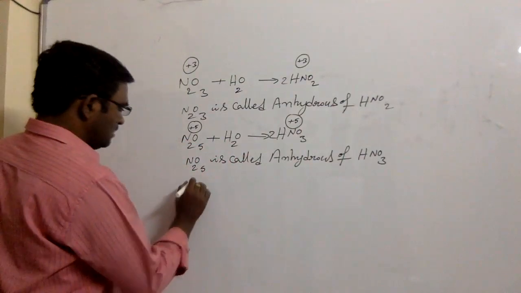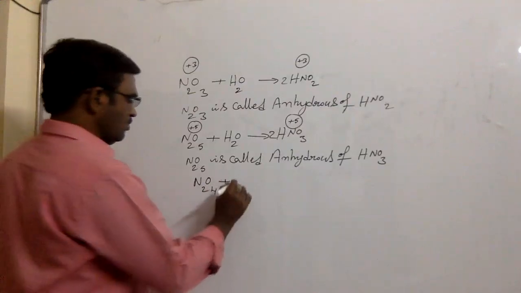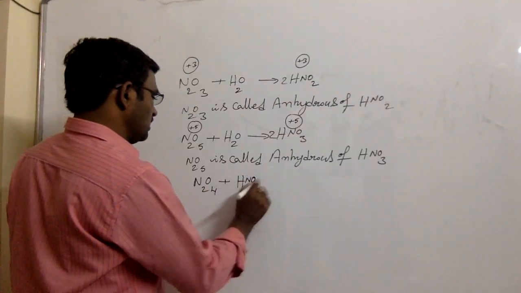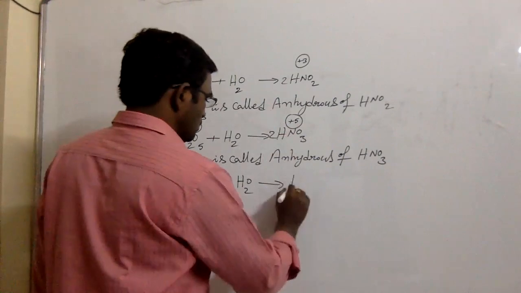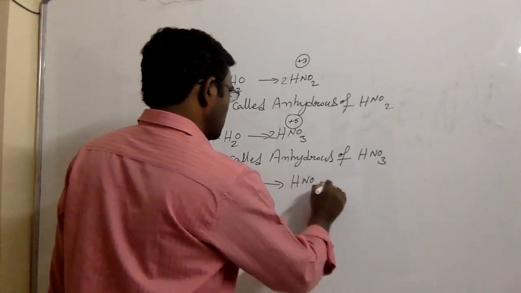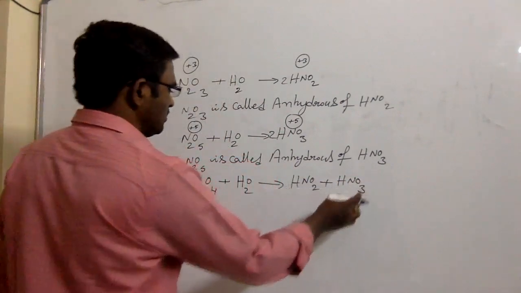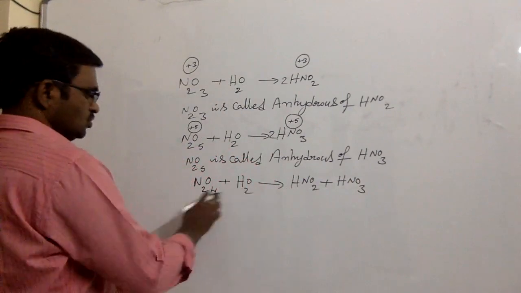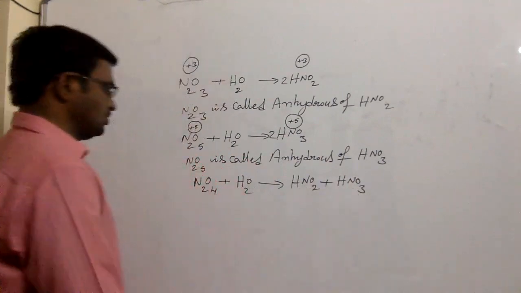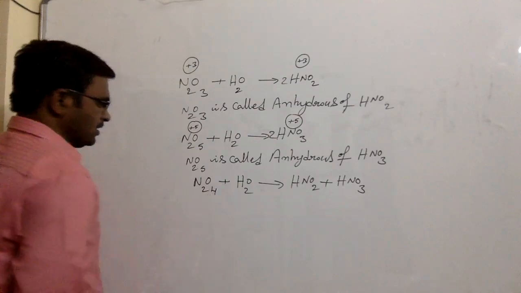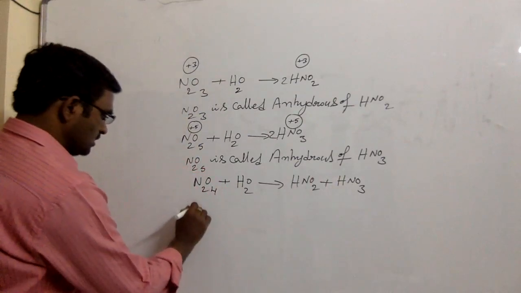Suppose nitrogen dioxide, which is always a diatomic molecule. The formula is N2O4. Hydrolysis of this gives 2 types of acids: one is nitrous acid, another is nitric acid. So 2 hydrogens, 2 nitrogens, 4 plus 1, 5 oxygens, here 2 oxygens, here 3 oxygens. So here N2O4 is called the anhydride of both nitrous acid and nitric acid.